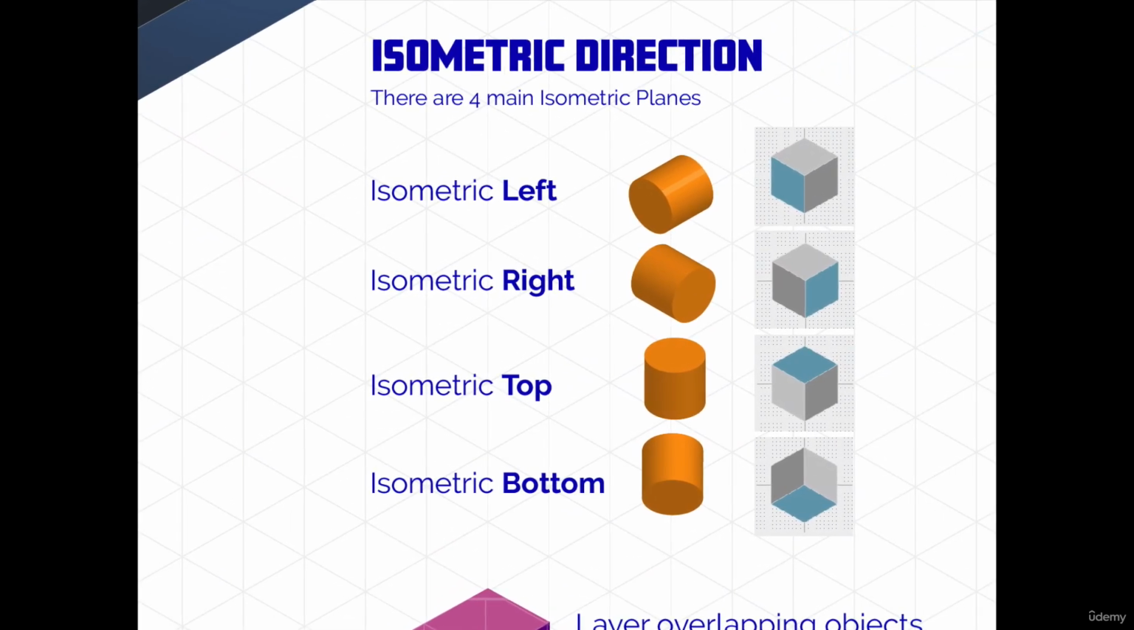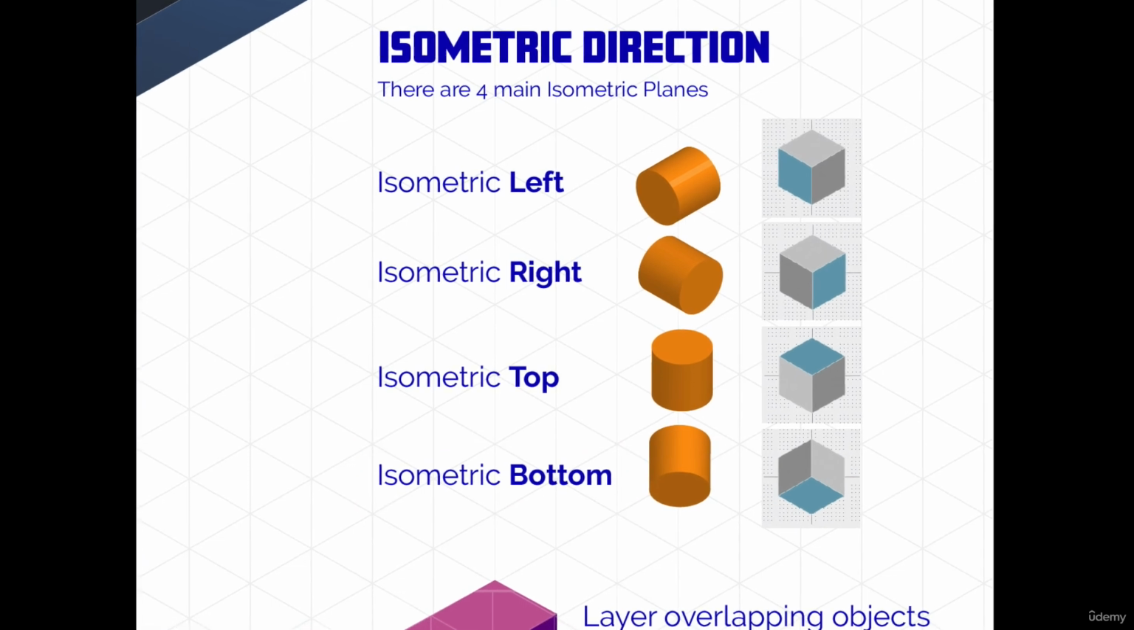And speaking of isometric planes, there's 4 of them. Isometric left, which will be everything facing the left part of your artboard. Isometric right will be the plane that faces rightward. Isometric top is everything at the top plane, and of course, lastly, your isometric bottom, which will be everything underneath.